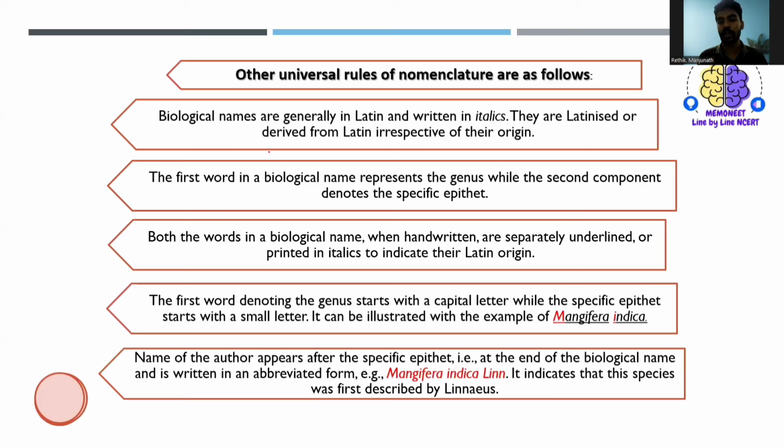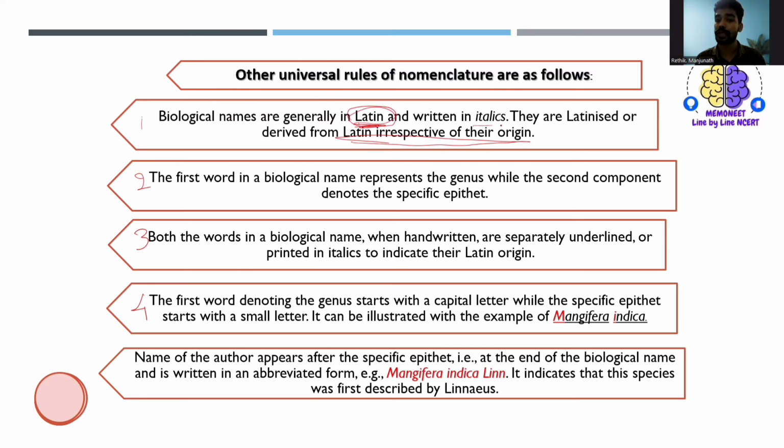There are specific rules that we normally follow while writing the nomenclature or the scientific name. Basically we have four sets of rules that we follow while writing the nomenclature. So what are these universal rules of nomenclature? The first rule is that biological names are derived from Latin, irrespective of their origin. The organisms can be found anywhere, but the name should always be derived from the Latin word itself. This is the very first rule.